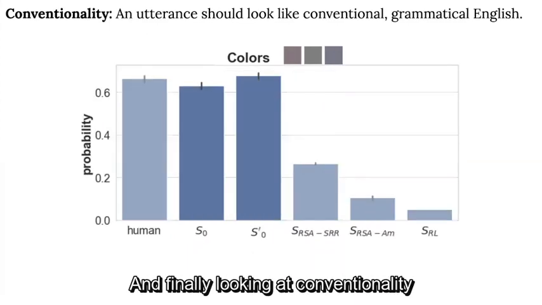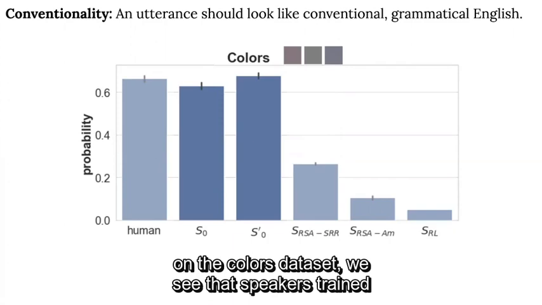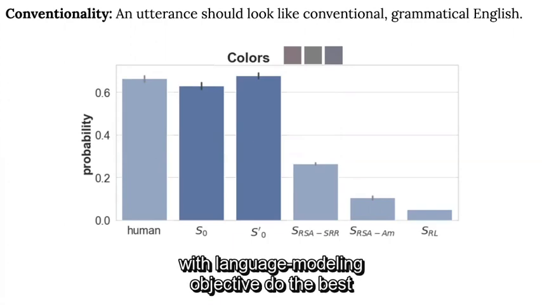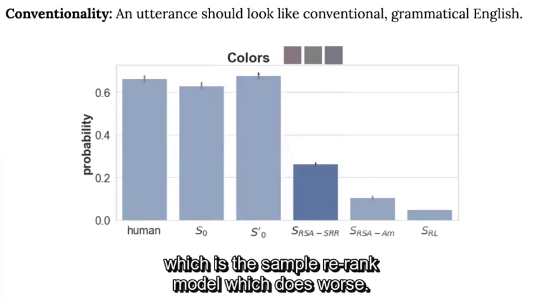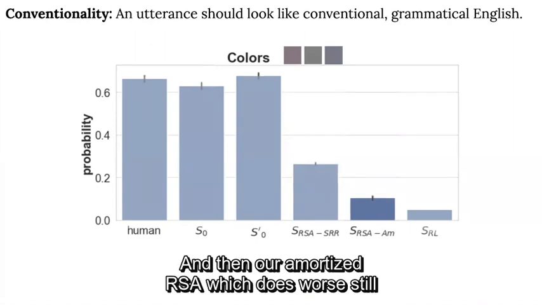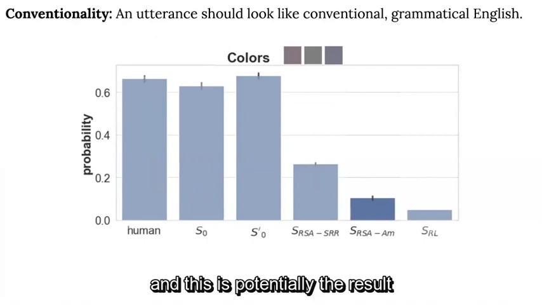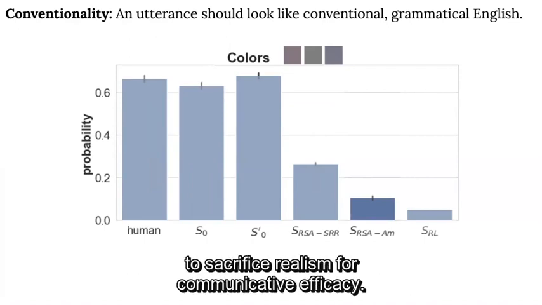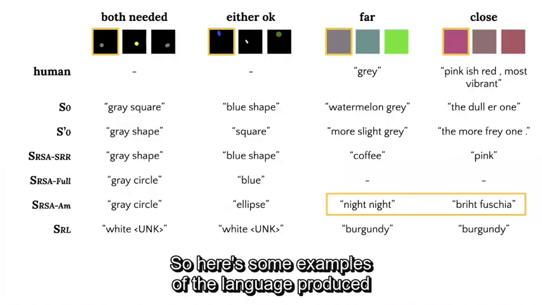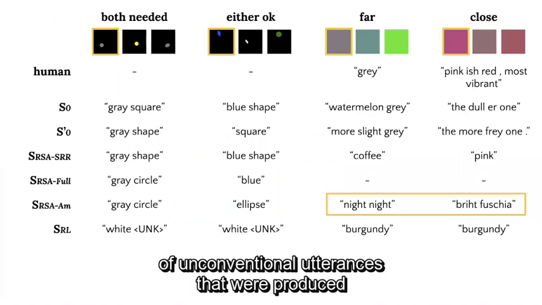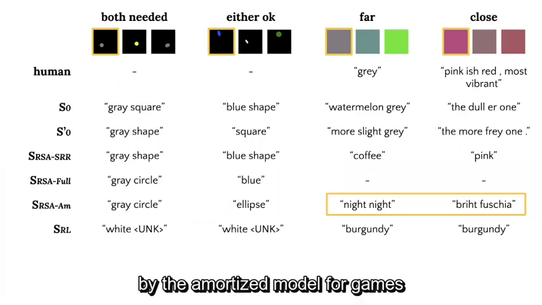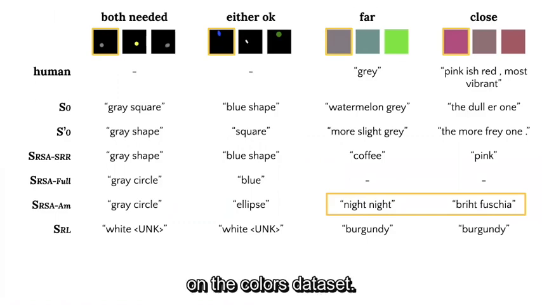And finally, looking at conventionality on the colors dataset, we see that speakers trained with a language modeling objective do the best, followed by the RSA-based speaker, which is the sample re-rank model. And then our amortized RSA does worse still, and this is potentially the result of language drift, where the model learns to sacrifice realism for communicative efficacy. So here are some examples of the language produced by these models for different contexts, and I've highlighted the kind of unconventional utterances that were produced by the amortized model for games on the colors dataset.